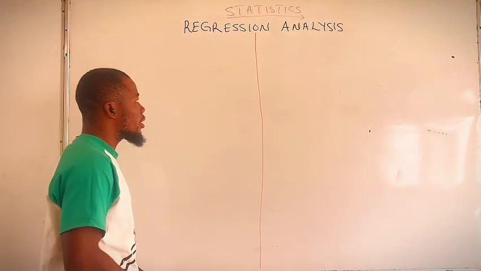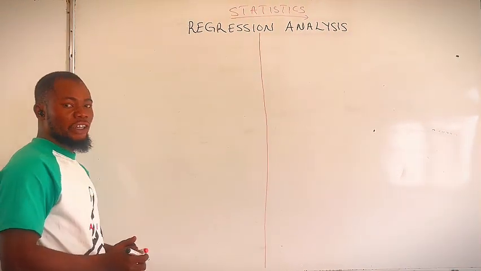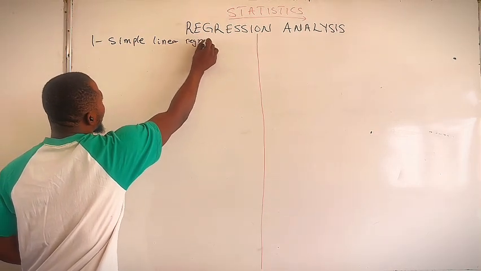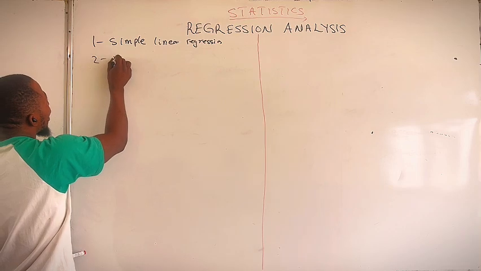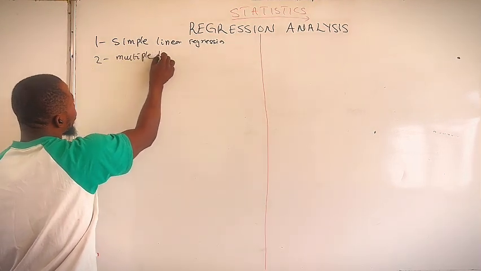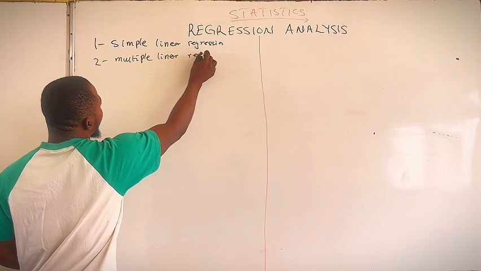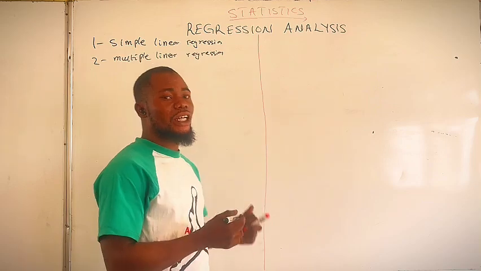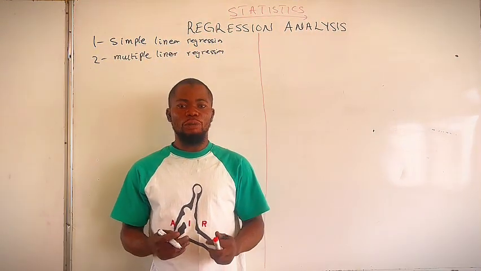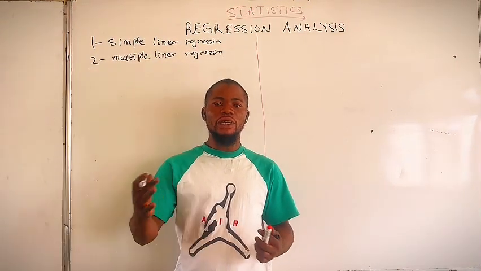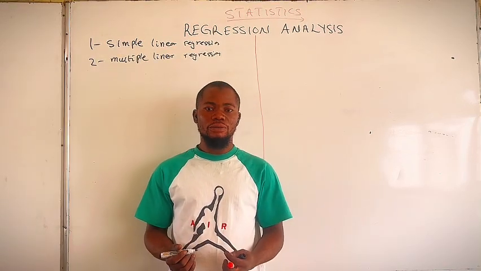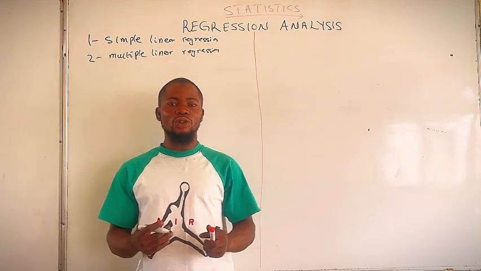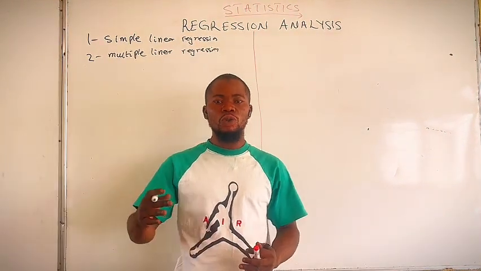Types of regression analysis. There are two major types of regression analysis: simple linear regression and multiple linear regression. Simple linear regression is a type of regression analysis that allows us to study the relationship between two variables, a dependent variable and an independent variable. Whereas multiple linear regression allows us to study the relationship between more than two variables.